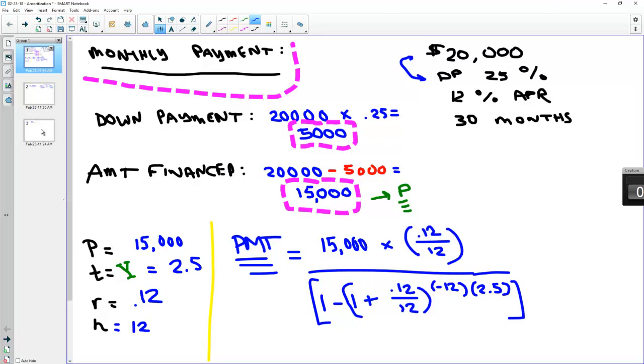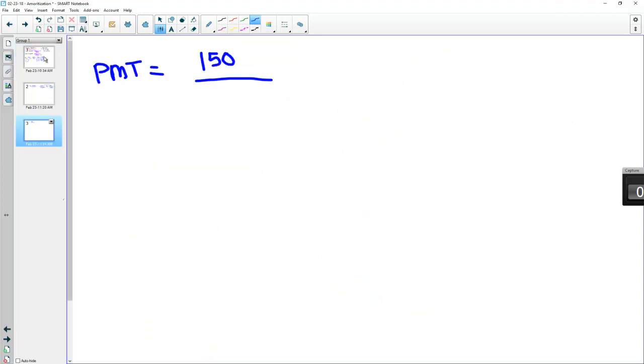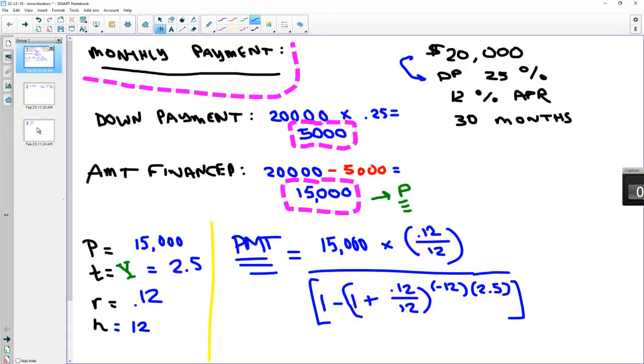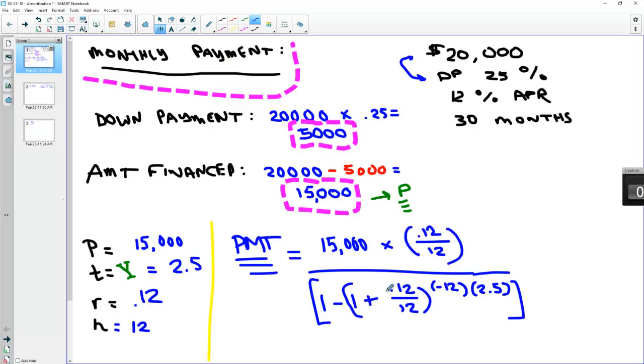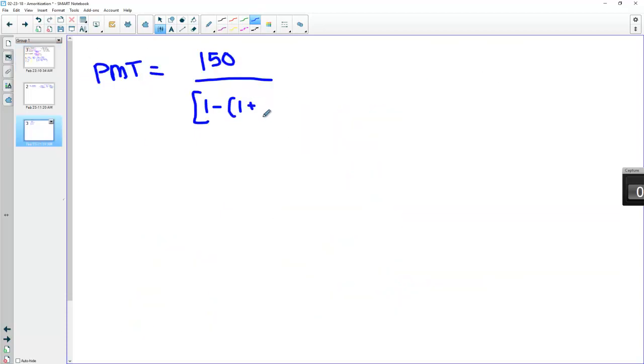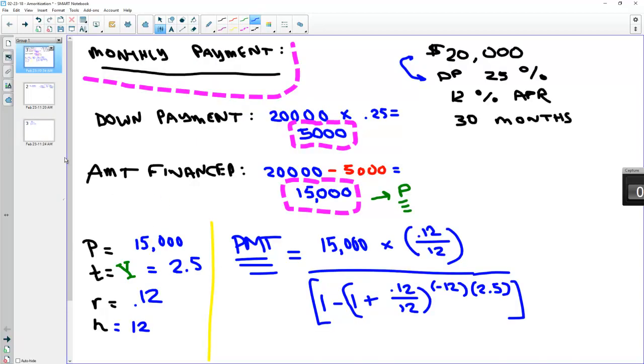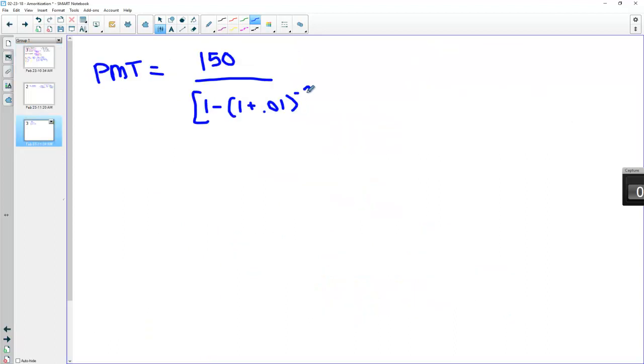So let's go back over here. You're going to have 1 minus 1. This is going to be 0.01 right here. So this part right here is going to be 0.01, and then this part right here is going to be negative 30. Now, when you get good at this, you won't have to write all of this stuff out because you'll be able to clean it up in a bunch of steps. But that's what we have right there.